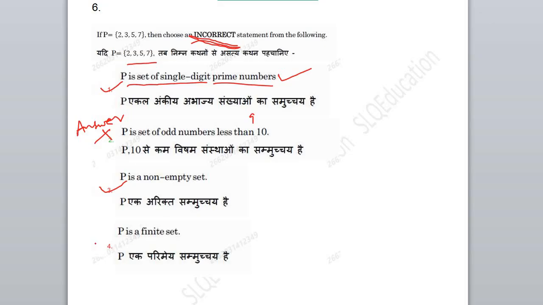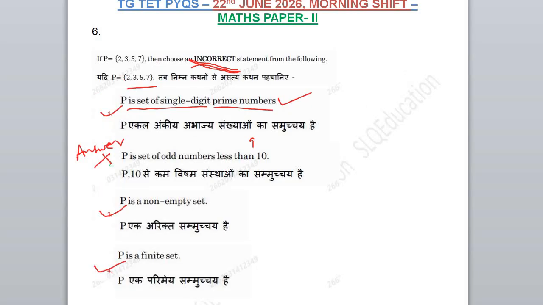P is a finite set. Yes. The number of elements is finite. Only 4 elements are there. So the second one is wrong. This we have to find. So this is our correct answer.